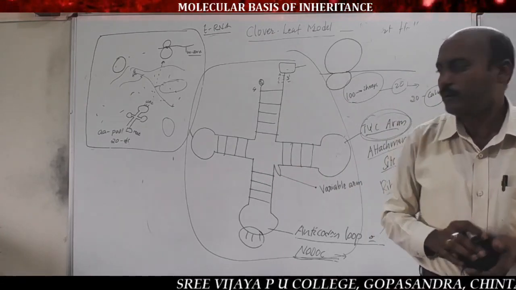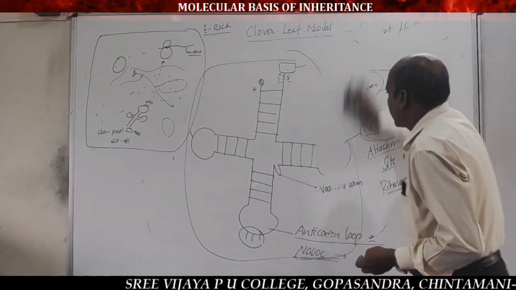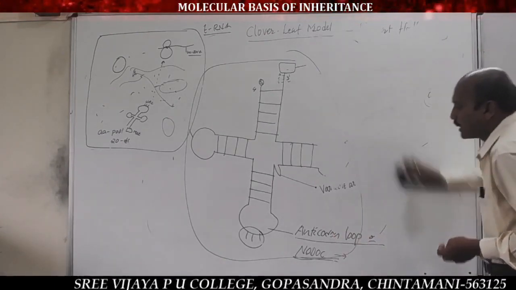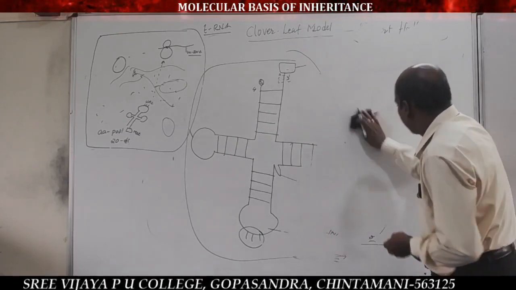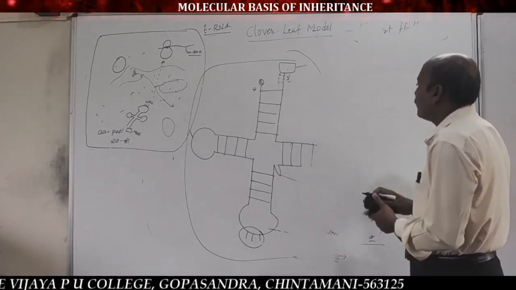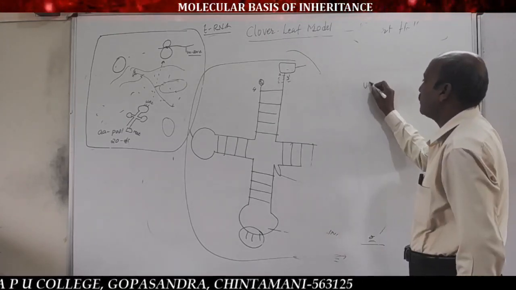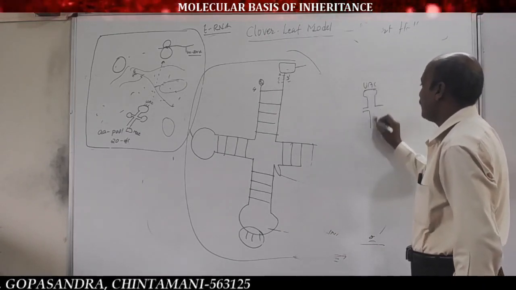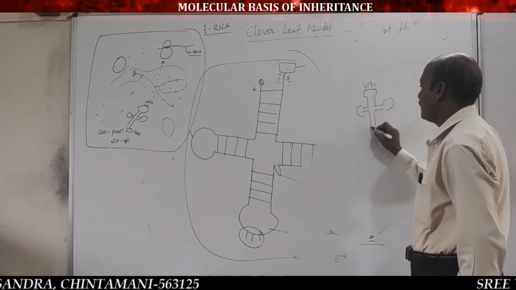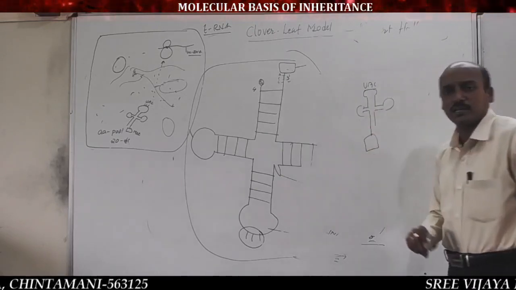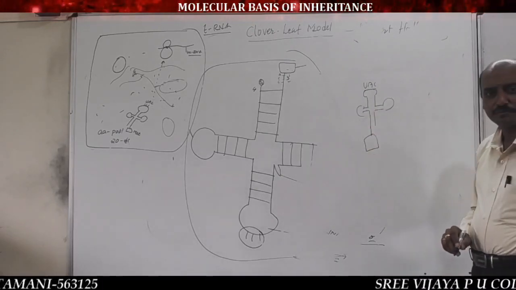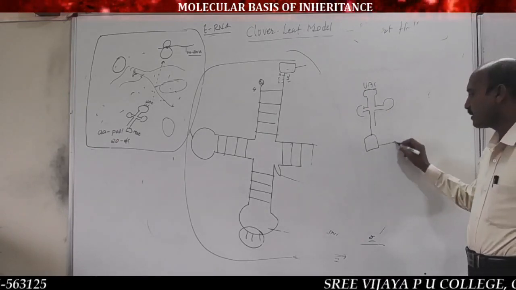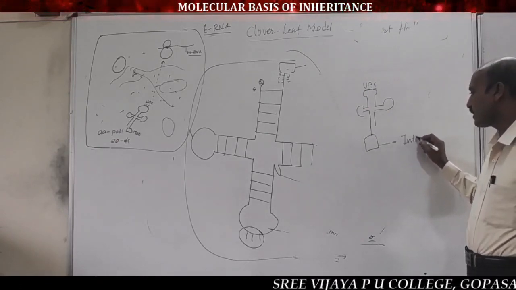For example, one more question. If the tRNA contains the UAC anticodon, listen here, it is called the initiator tRNA.